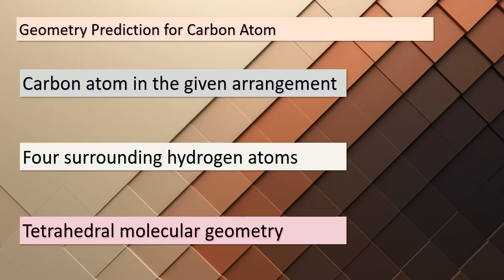Why does this happen? Electron pairs, like students in a crowded room, want to maximize their distance to minimize repulsion. This creates the tetrahedral shape. So, remember, geometry is all about finding that balance between attraction and repulsion.